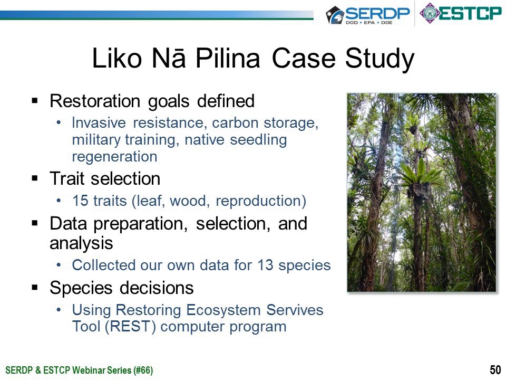To meet these goals, we, as I mentioned, focus on this hybrid ecosystem of mixing native and non-native species. We used a large number of species in the beginning as candidate species, to test out how they would occur in their functional trait profile. We used 15 traits that emphasize leaf, wood, and reproduction traits. For many of the species, we collected our own data. Some data we found in the literature. And then we put this information through our Restoring Ecosystem Services tool.